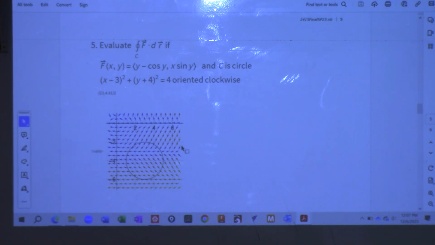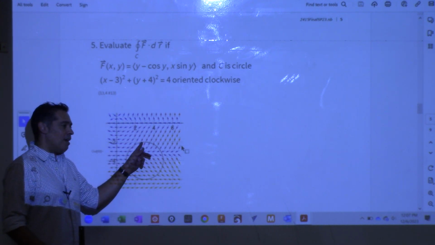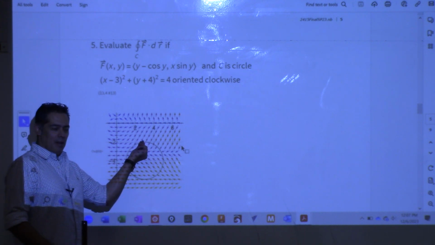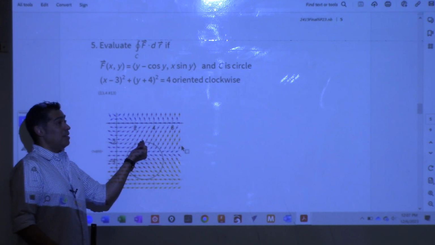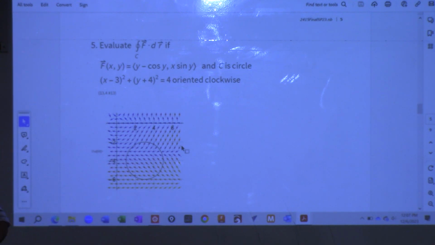What if it was conservative? If this vector field was conservative, what would the answer be? 0, because the starting and ending point of this curve would be the same. If you use the fundamental theorem and subtract the value of the potential function at the two endpoints, your two endpoints are the same, so your answer should be 0. I'm willing to bet it's not 0.